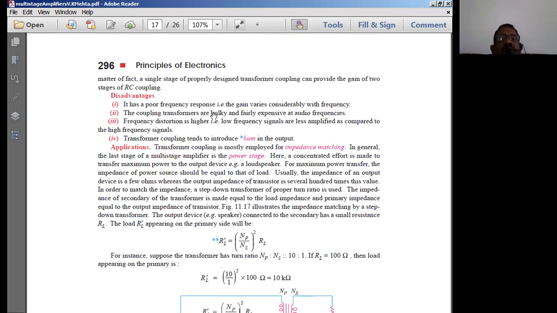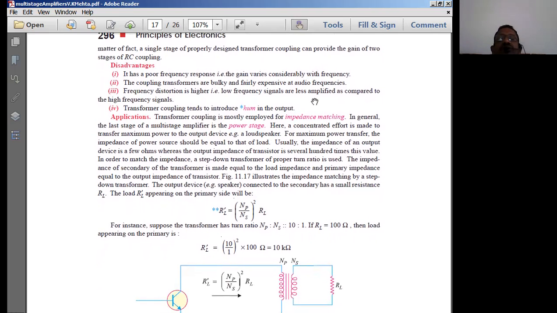The coupling transformers are bulky. Usually a transformer is an electrical device, not an electronic device. So it is bulky in nature and fairly expensive at audio frequencies. It is definitely going to be expensive at audio frequencies. The weight of the circuit is going to increase because of the transformer. Therefore, the speaker weight is going to be more. Inside the speaker, you usually have the transformers.